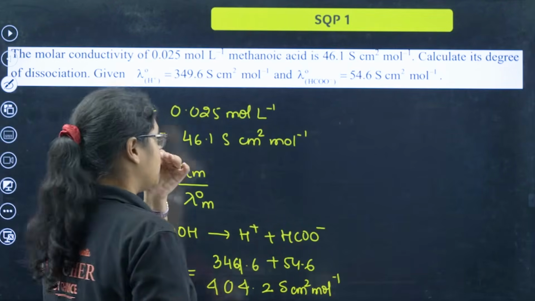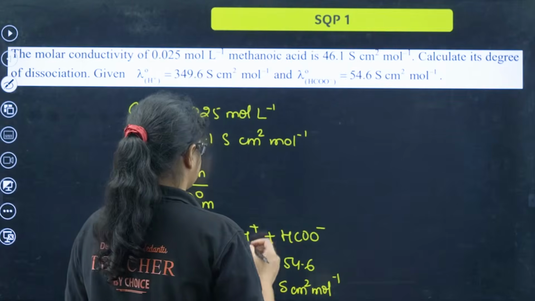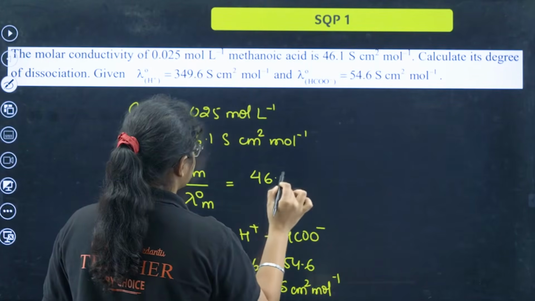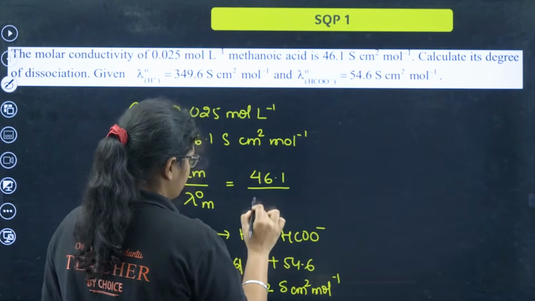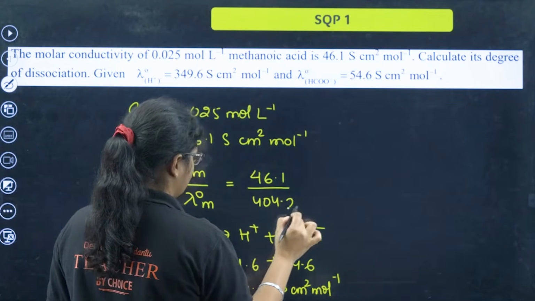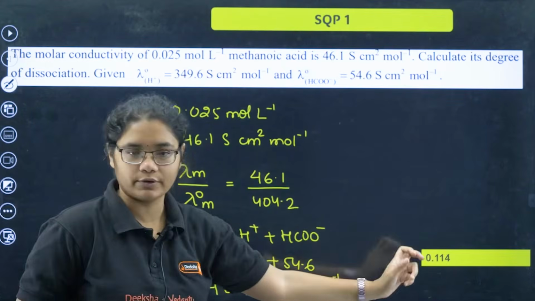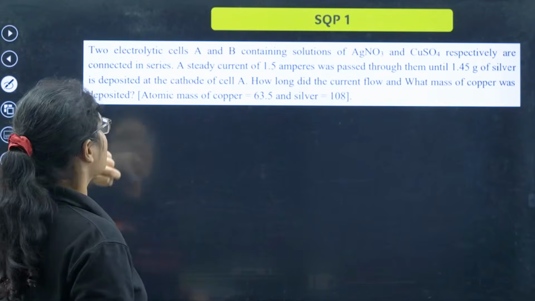Okay, so now we have calculated this, and the degree of dissociation is Λm by Λ°m. So 46.1 divided by 404.2. Now if you solve this, you will get around 0.114. Okay, moving to the next question.